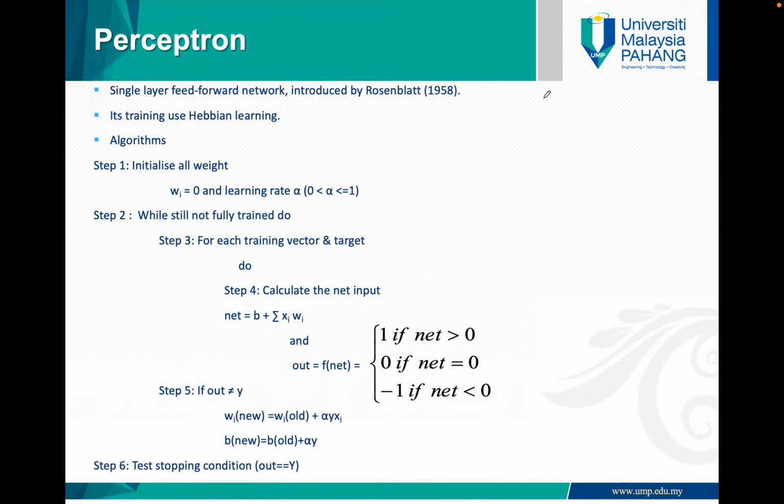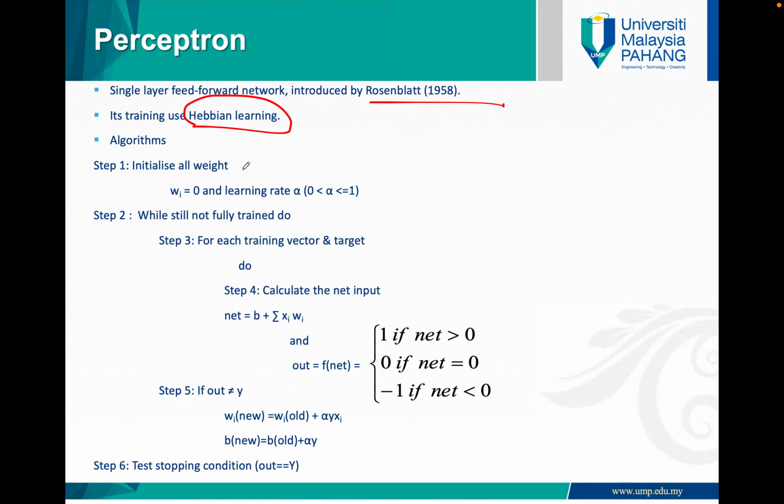Okay, so the perceptron. What is a perceptron actually? A perceptron is a single layer feed-forward network introduced by Rosenblatt. Its training uses Hebbian learning. This is the algorithm for the perceptron, and it has steps from step 1 all the way until step 6.